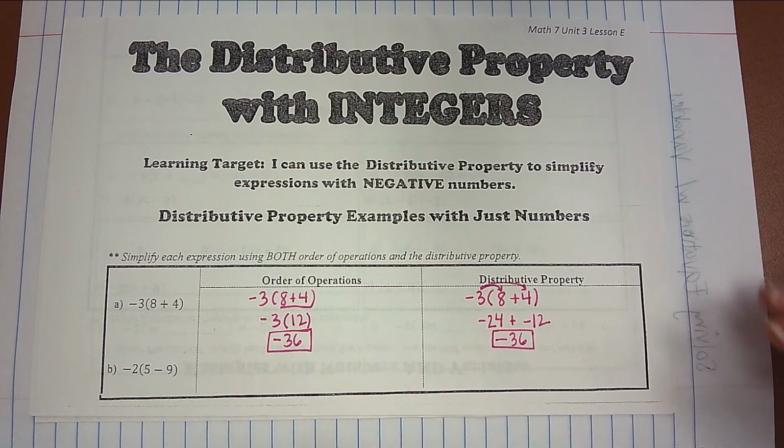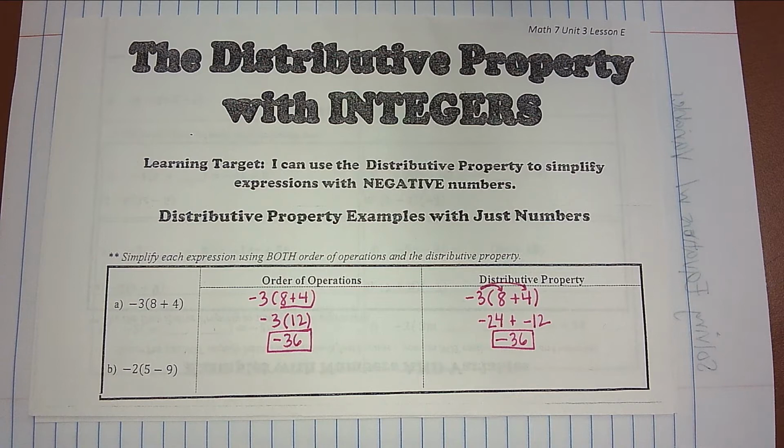I do that just to show you that the distributive property really does make equivalent expressions. So when we put variables in, the distributive property is a way to simplify and does equal what we're trying to show.